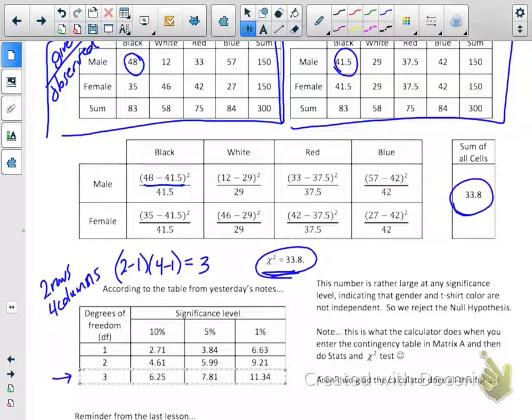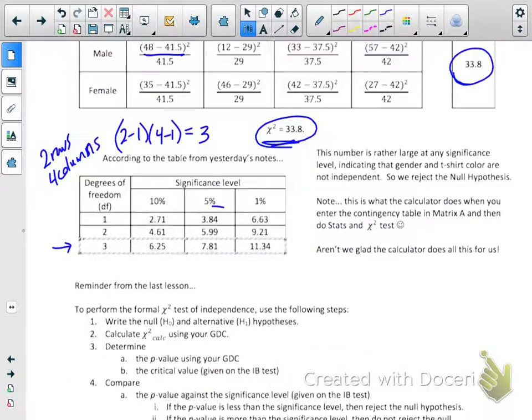And again, on the exam, these would be given to you. But this is where they're coming from. They're coming from the given significance level. They're coming from your degrees of freedom. And they're coming from a massive table. Again, we're glad the calculator does that for us.